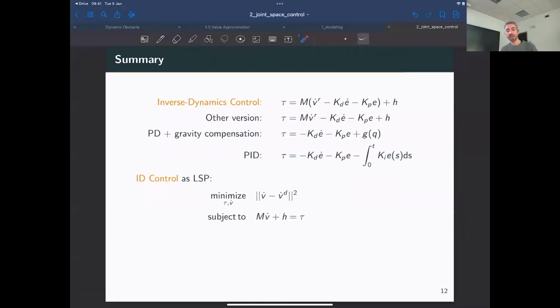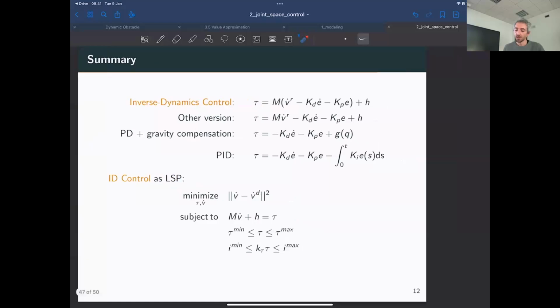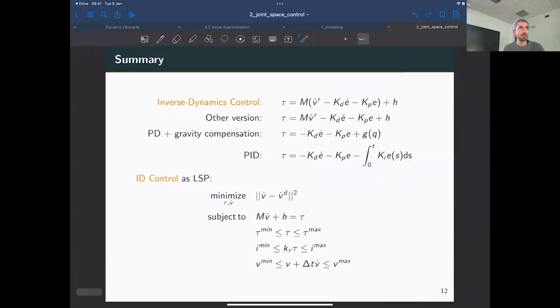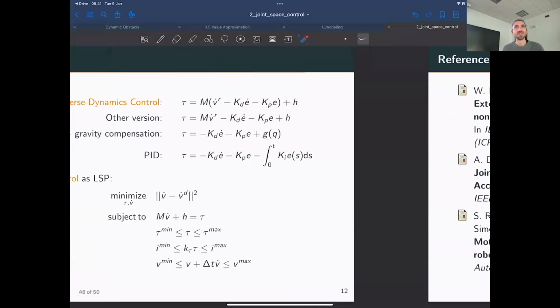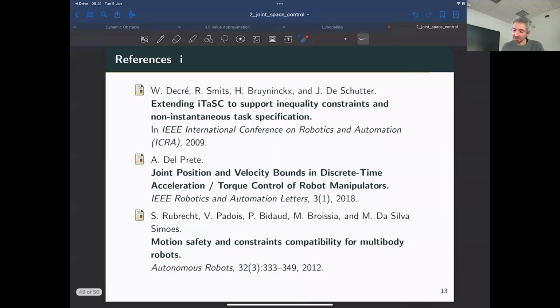But we can also formulate the inverse dynamics controller as a least squares optimization problem under that form. The main advantage of doing that is that we can then add inequality constraints to the problem, such as torque limits, current limits, or joint velocity limits. I didn't add the joint position limits because I didn't explain how to do that properly. And these are the papers on the joint position limits, in case you want to take a look at them.